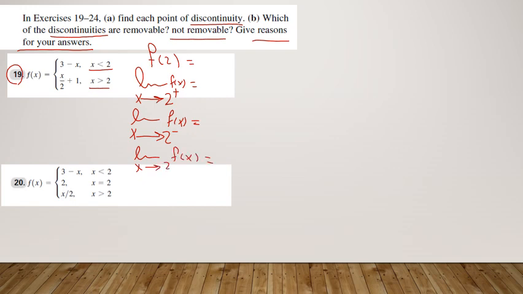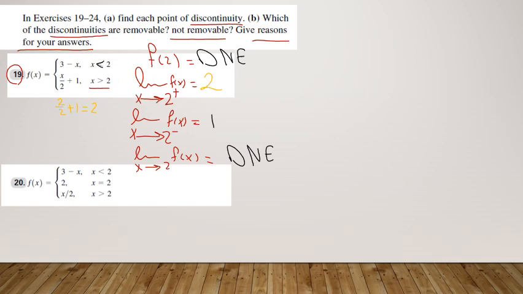If I want to find the limit as x approaches 2 from the positive side, I replace x with 2 here. So 2 divided by 2 plus 1 is equal to 2. So the limit from the positive side is equal to 2. But if I want to find the limit as x approaches 2 from the negative side, I go to the x smaller than 2 piece. So 3 minus 2 is equal to 1. So the limit at 2 does not exist, because the limit from the left side is not equal to the limit from the right side. And the function also does not exist at 2, because I don't have an equality sign in the definition.